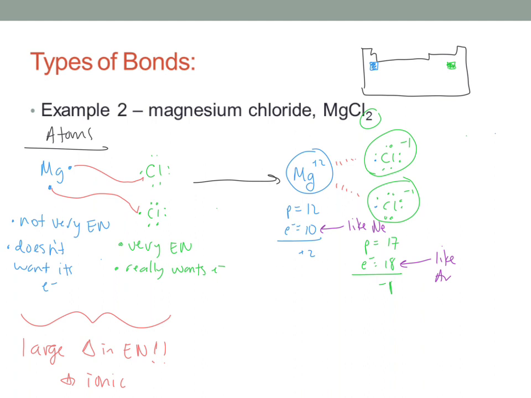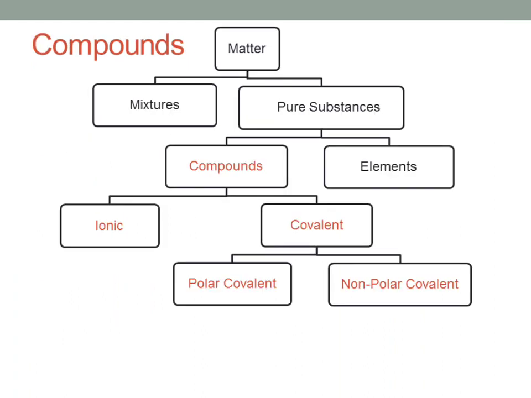So magnesium chloride would also be an example of an ionic compound because there's a large difference in electronegativity. And that's what you're going to see for all ionic compounds. We tend to classify them as ionic because they have a large difference in electronegativity. So kind of back to this flow chart for the different types of compounds. We're going to fill these in for each one of these that we do.